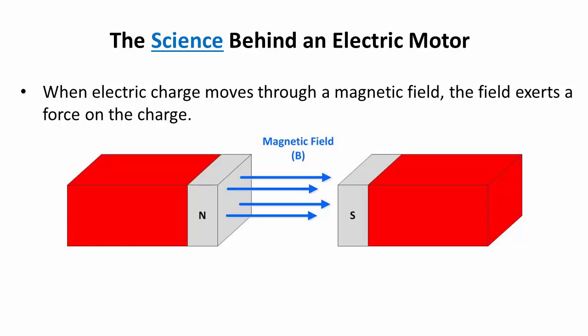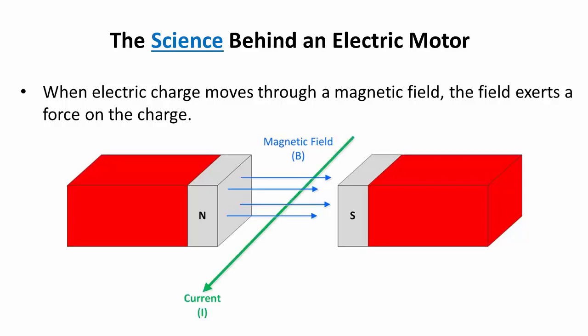When an electric charge moves through a magnetic field, the field exerts a force on the charge. So what does that mean? Well, let's take a look here. Let's say we had a permanent magnet, with a north pole and a south pole, and there's a magnetic field between them. We give that the letter B, so we say it's a B field. You have this magnetic field here, and there are magnetic field lines, and it's pretty well understood what a magnet is, or at least how it operates.